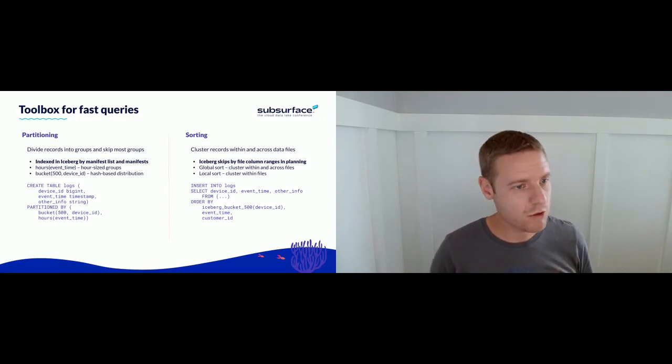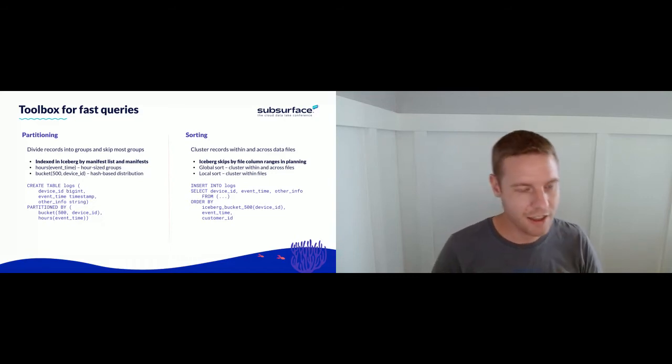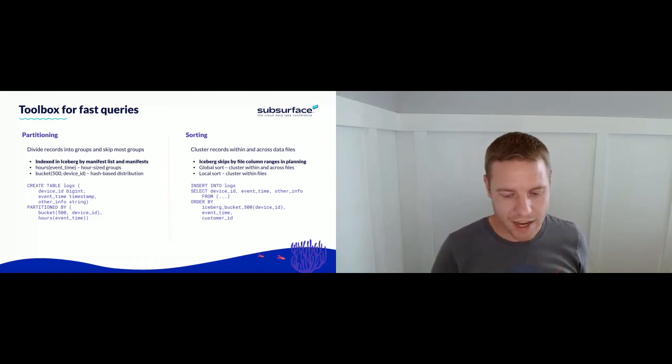So to do this, we're just going to create a table. And here's the create table statement. Create table logs, device ID, event time, and other info, partitioned by a bucket with 500 buckets on device ID, and then hours of event time. That is going to tell Iceberg, don't create any files that cross the bucket or hour boundaries. And so we're going to divide it into nice little chunks of data that we can look at.